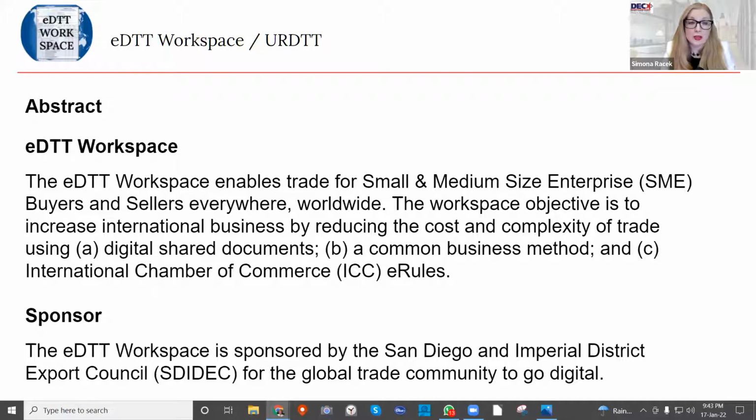The digital trade transaction workspace enables SMEs, buyers, and sellers to trade everywhere worldwide. The workspace objective is to increase international business by reducing the cost and complexity of trade using digital shared documents, a common business method, and International Chamber of Commerce e-rules and guidelines.